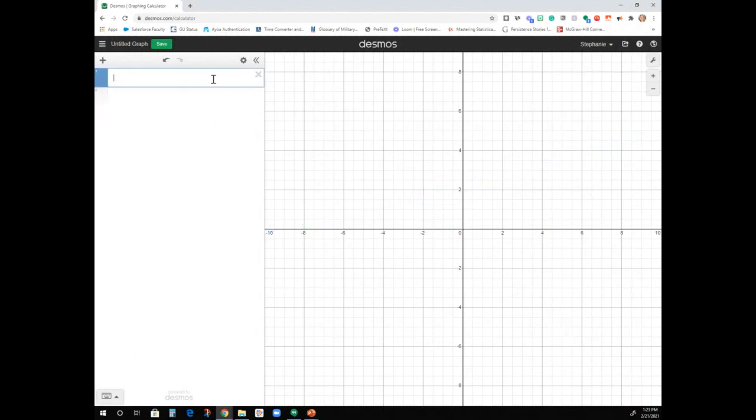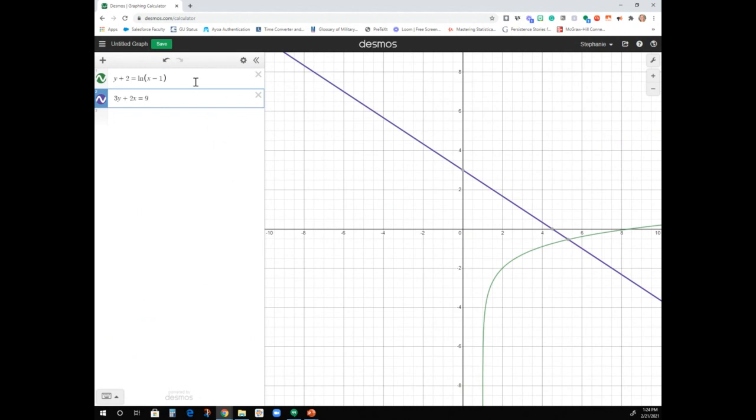So I'm going to just delete these two. And you can enter it as it was originally. So our first one was y plus 2 equals, and then if you just type ln, it will automatically do the natural log. Now we have x minus 1. And then we've got our second equation, 3y plus 2x equals 9.